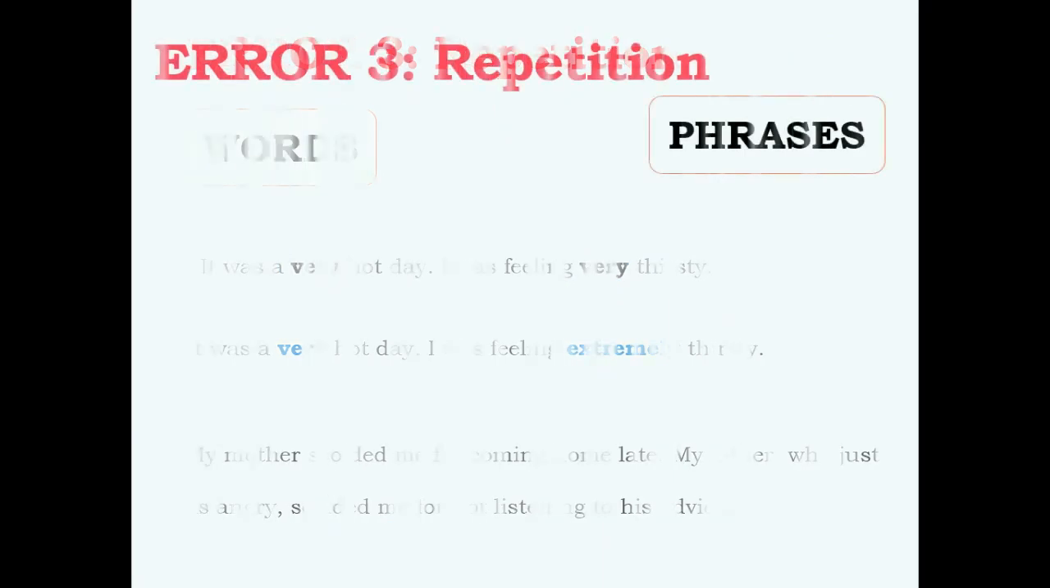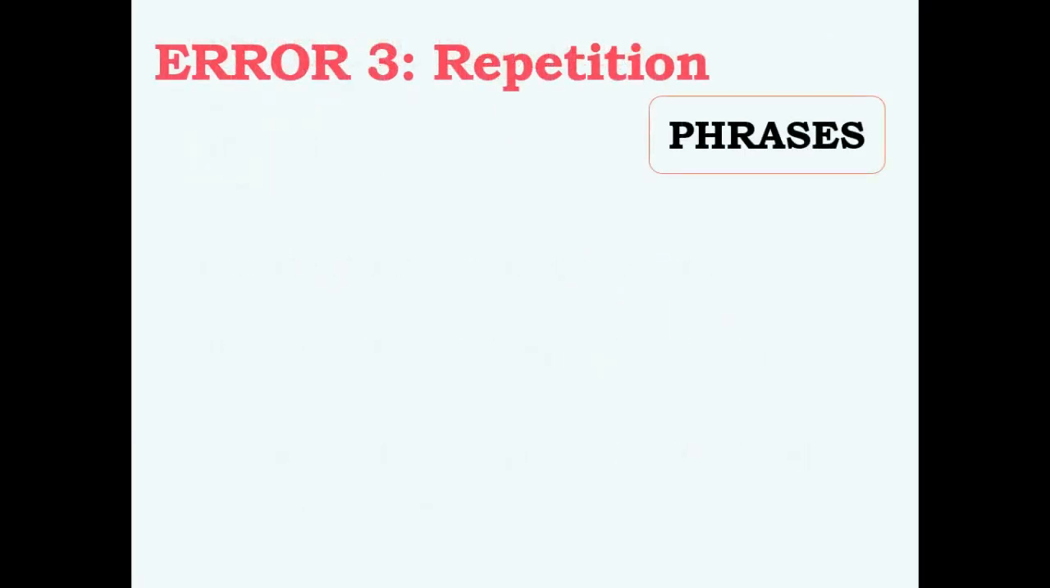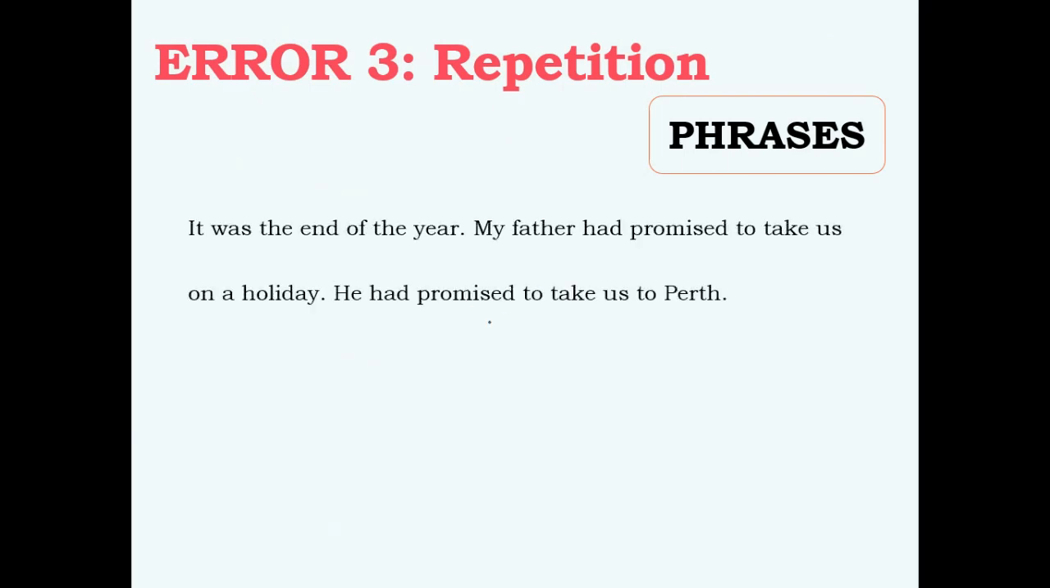All right, then you have phrases. So when I say phrases, phrases are basically more than one word. So it was the end of the year. My father had promised to take us on a holiday. He had promised to take us to Perth. So he had promised. So using the same phrase, it is no harm. You know, you want to emphasize his promise. It is okay. But you can write it in a different way.